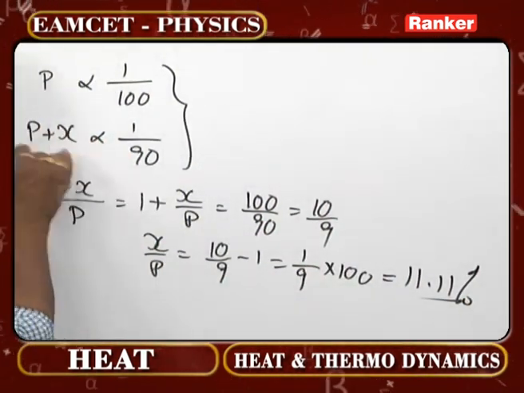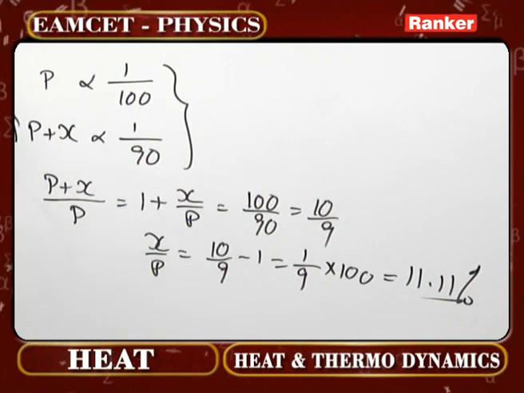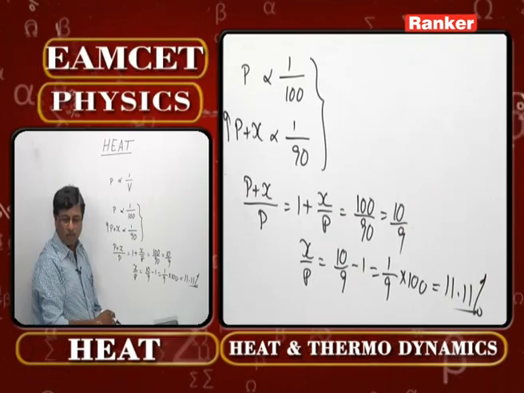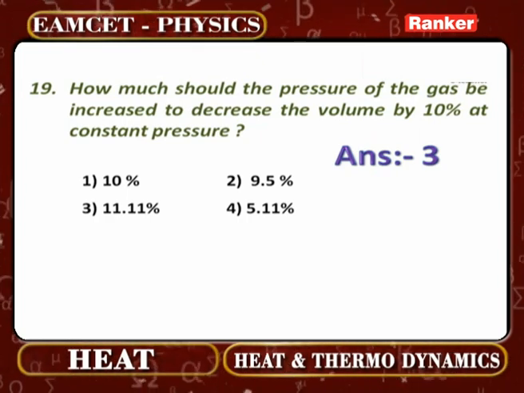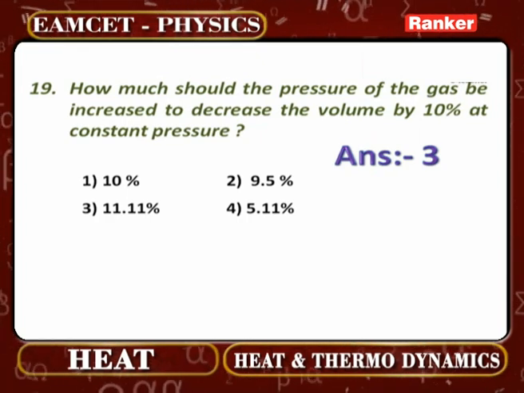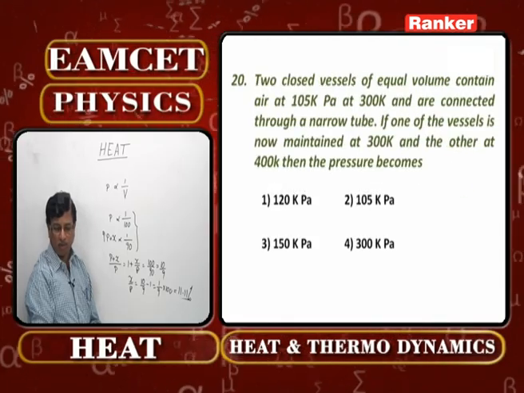11.11% will now be the increase in the pressure of the gas. Look at the options carefully. Option 3, that is 11.11%, is the correct option for us. Now look at the next problem, problem number 20.